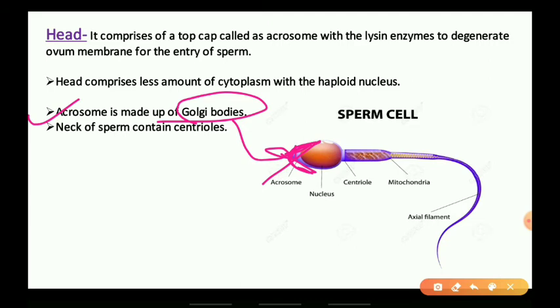And the neck of sperm contains centrioles. This is the neck of sperm, the portion containing centrioles. What are centrioles? You know very well. Centrioles are the organelles which help in cell division.